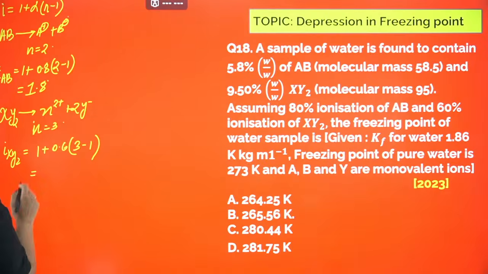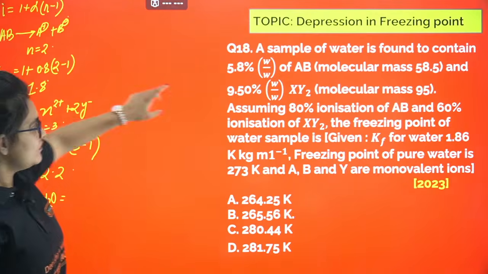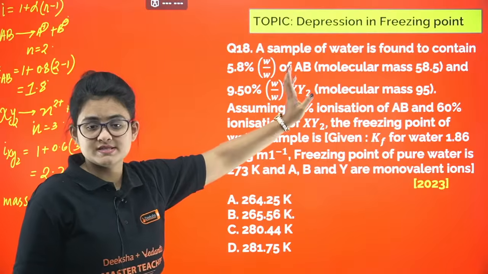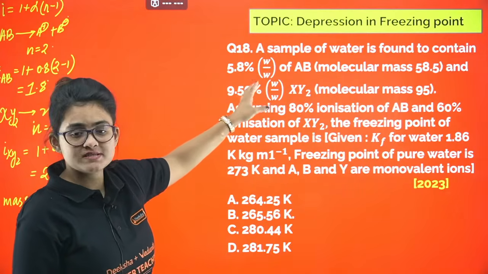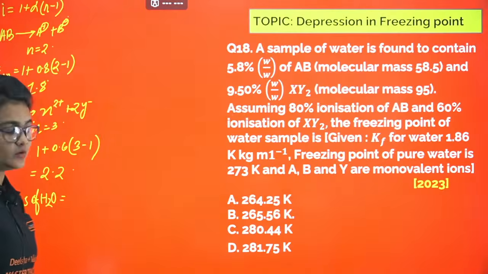Okay, so if you calculate this, 1 plus 1.2, it is going to be 2.2, right? Okay, so now let's find out the mass of water. Here you can see 5.8% of AB means 5.8 gram of AB present, weight by weight, right? And here also you can see 9.5%, means 9.5 gram of XY2.